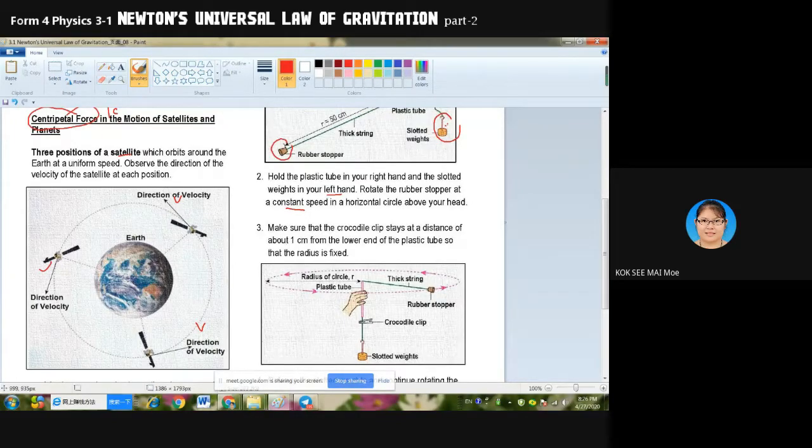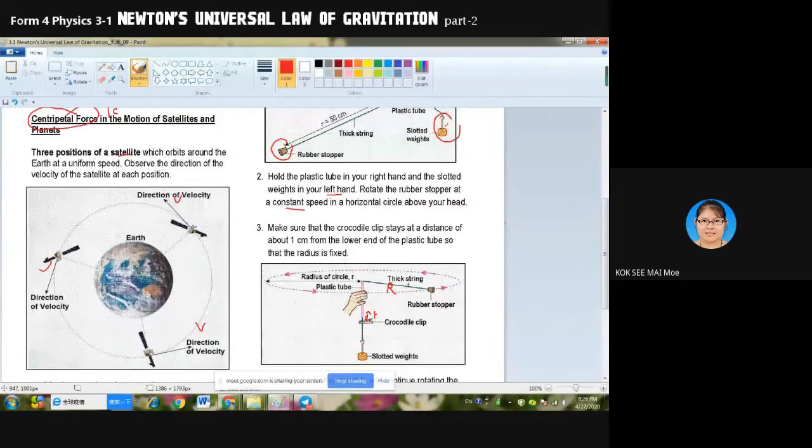From here, make sure the crocodile clip stays at a distance of 1 cm. That means this part, you make sure it's 1 cm. What does this stand for? This stands for the radius. You don't change the radius. When this drops, your radius becomes smaller. So we clip because we want to keep the radius constant. When you make it shorter, your radius becomes smaller, so you don't let it change. Make sure it's 1 cm from the lower end of the plastic tube so that the radius is fixed.